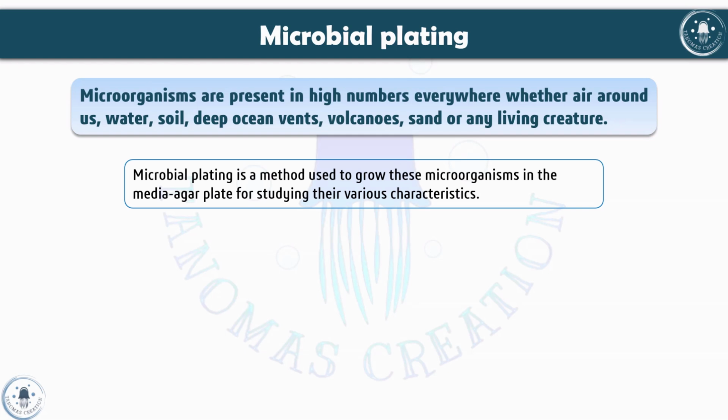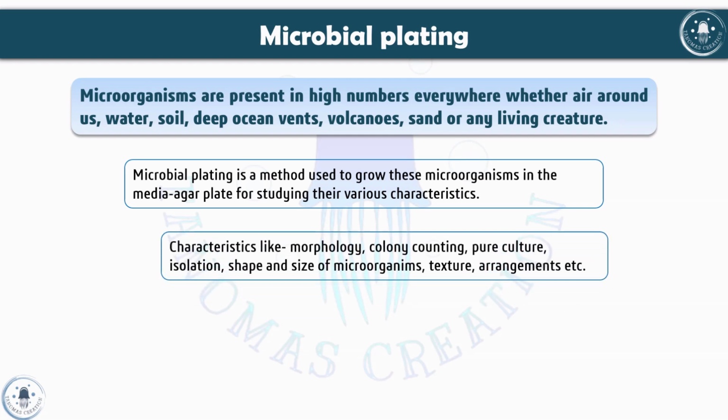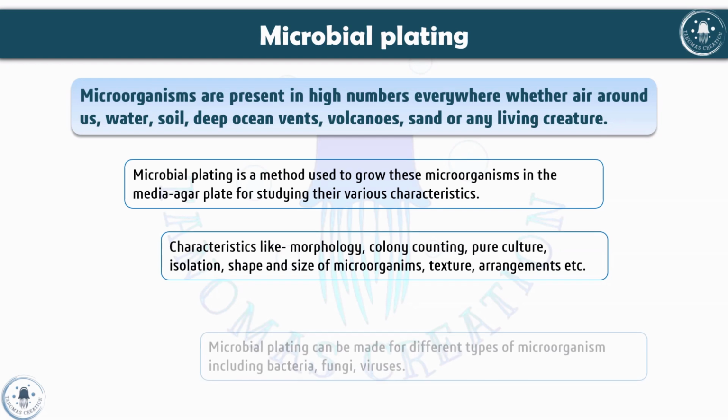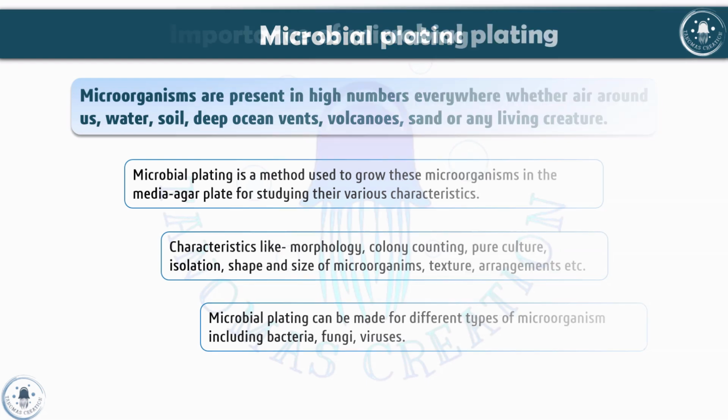So this microbial plating helps us to grow these invisible microorganisms in a media, and helps us to study their various characteristics. Now, these characteristics like morphology, colony counting, pure culture, isolation, shape and size of the microorganisms, texture, and their arrangements. Okay. So this plating can be made for different types of microorganisms that may be bacteria, fungi, or viruses. Okay. So this is the microbial technique.